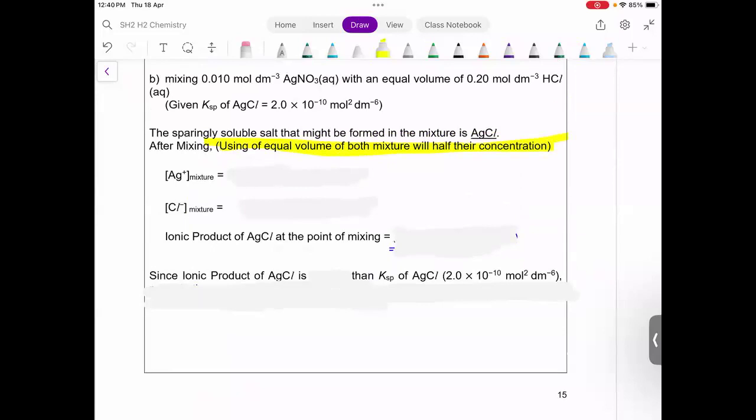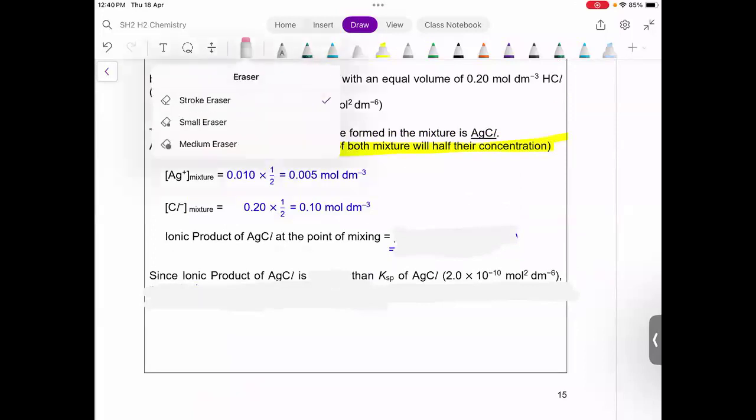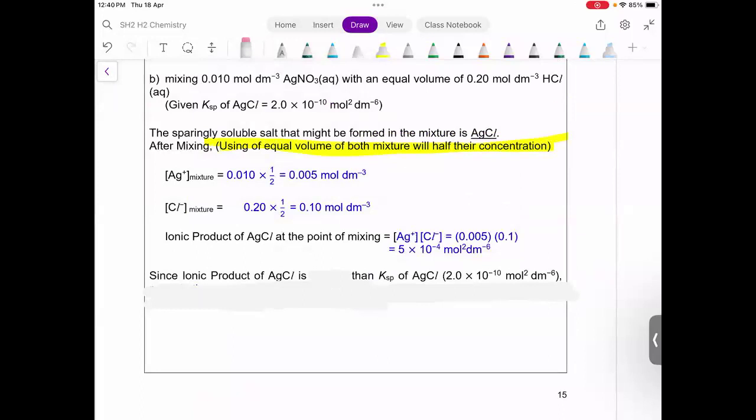Okay, so quite straightforward, right? The concentration of the chloride, which is coming from hydrochloric acid, will be 0.1, half of the original. Then the silver nitrate concentration upon mixing will be half of the original, 0.005. After which, you need to substitute into the ionic product expression, which is the same as your Ksp expression. This is the instantaneous value of your ionic product. After you have obtained this value, you need to compare it with the Ksp.